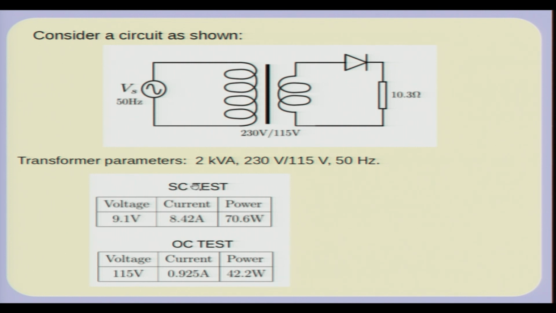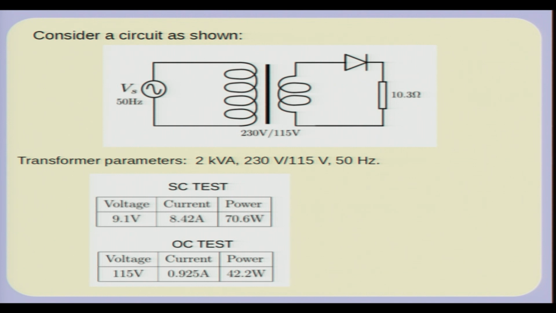Yeah. So, of course, you take a practical transformer and you can actually do certain tests. For example, in this short circuit test, we apply a voltage of 9.1 on the primary, and the current which flows in the secondary comes out to be 8.42 amperes. Okay. And similarly, for the open circuit test, if you apply 115 volts on the 150 volt side, the amount of current flowing through that is 0.925 amperes. Okay. And the power which is dissipated is this.